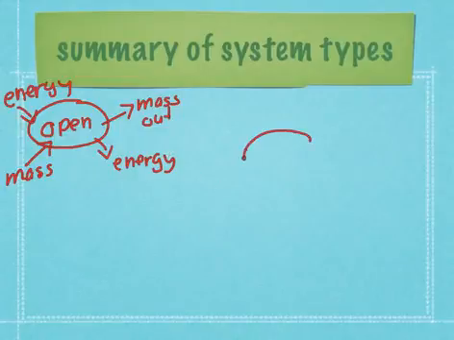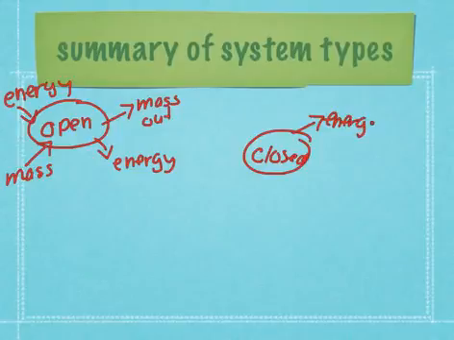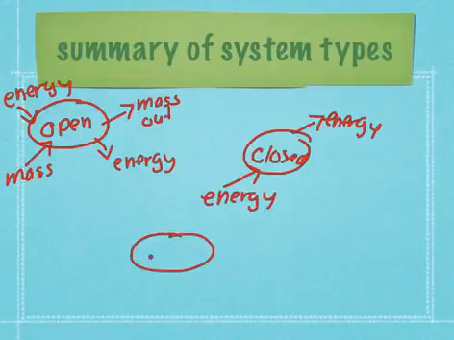In my closed system, I'm going to have energy going out, and I'm also going to have energy coming in, but that's it. And then in my isolated system, I have nothing. There's nothing coming in or going out from the surrounding areas. So an open system exchanges both energy and matter. A closed system exchanges energy but not matter. And isolated systems do not exchange anything with the surroundings.